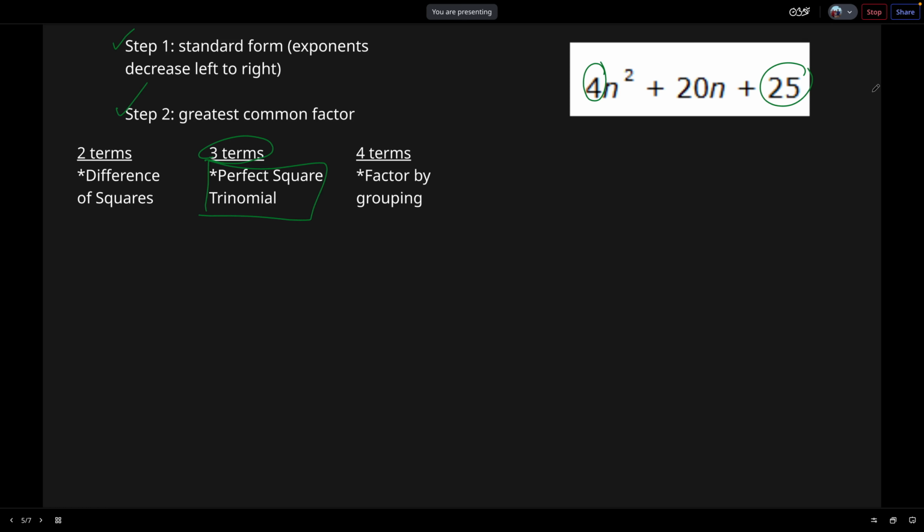And so the other part for a perfect square trinomial that you have to check. This will break into 2n, 2n. This will break into 5 and 5. And then the question is, is the middle, 20n, equal to 2 times one of each pair, 2n and 5? It's always 2 times one of each pair. And the answer is yes. If I multiply those numbers, I get 20n. So this is a perfect square trinomial.